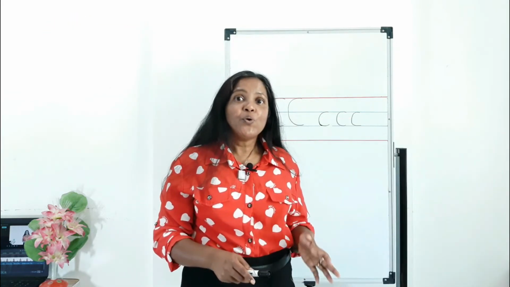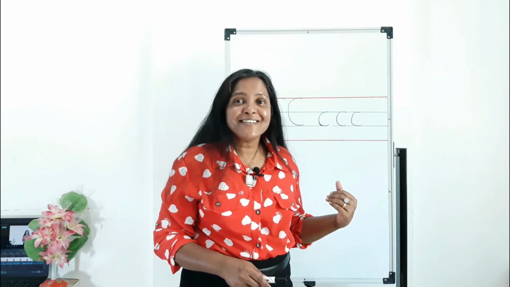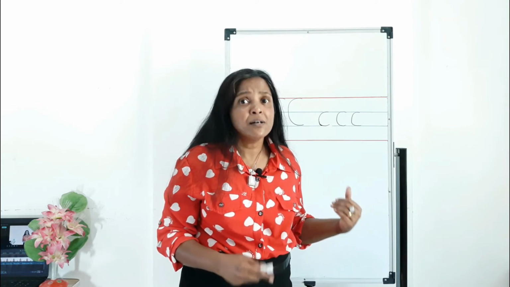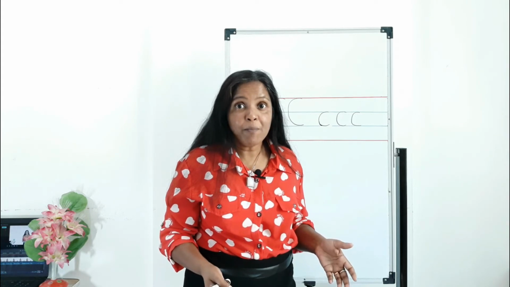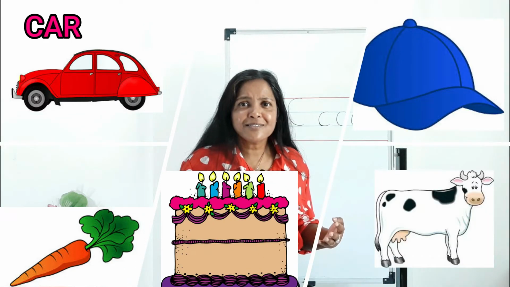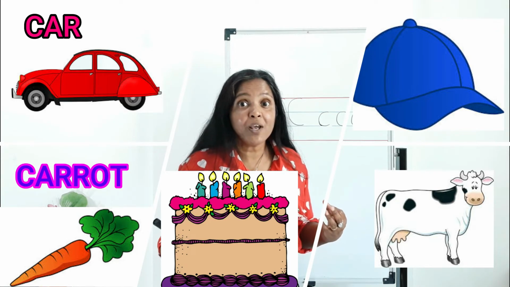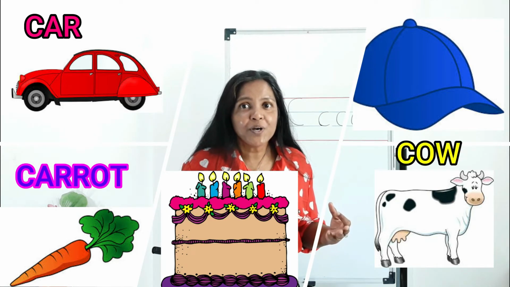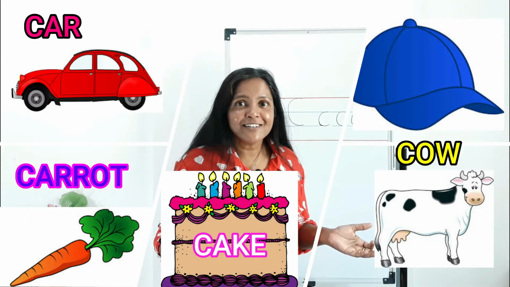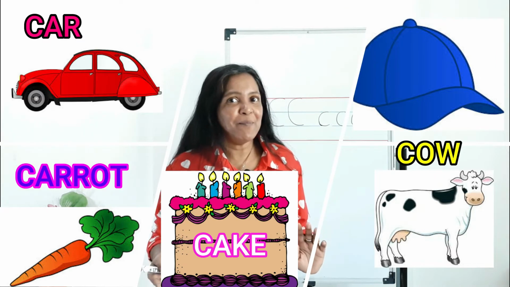Now we all know how to write letter C. The sound of letter C. What's the sound of letter C? K. Yes. What are the words that start with letter C? Do you remember the words we learned today? Number 1, car. Number 2, carrot. Number 3, cow. Number 4, cake. Number 5, cap. Good job.